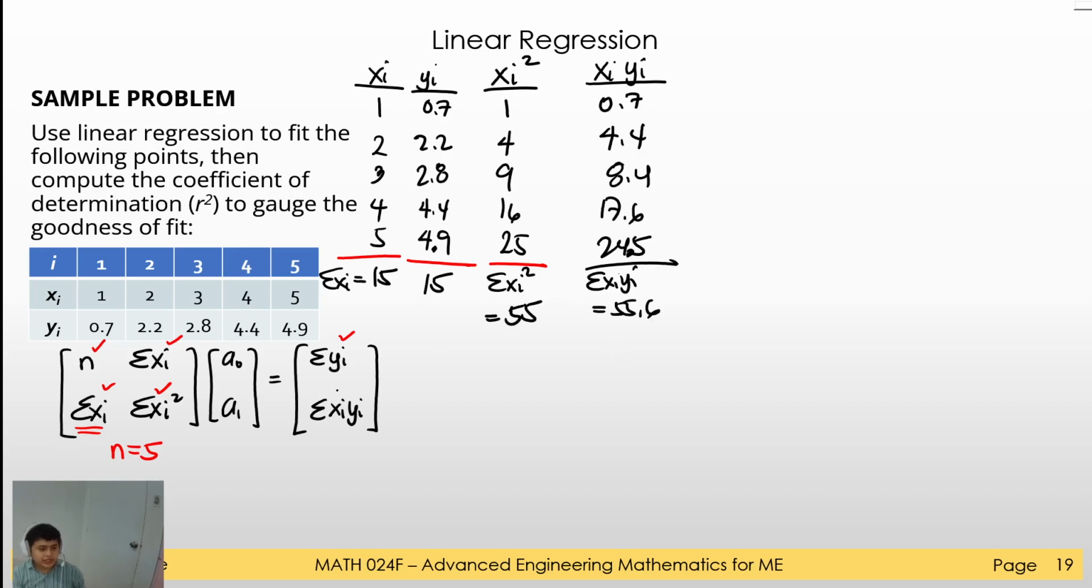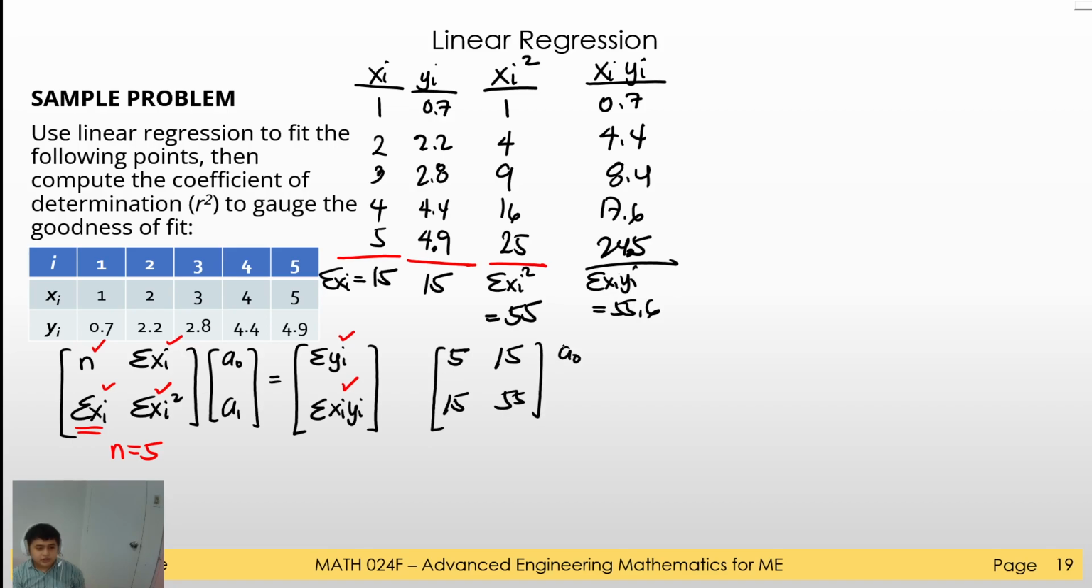Okay, so we already have everything here. Therefore, we can now solve this. Using the matrix, we can just substitute the values: n is 5, the summation of xi is 15, and the summation of xi squared is 55.